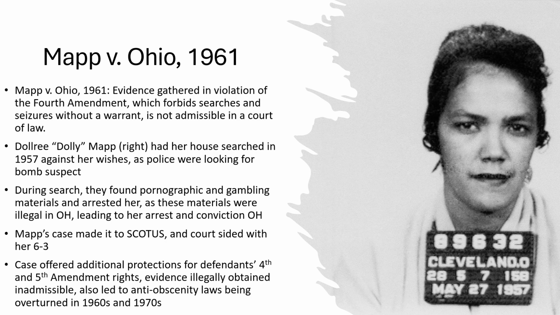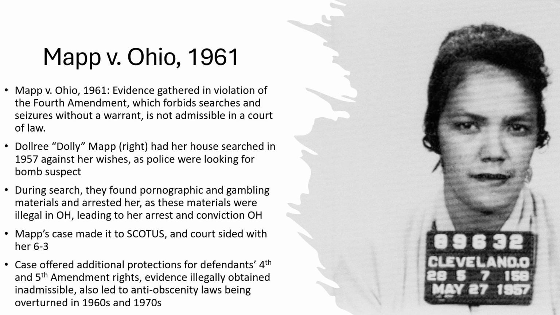And Mapp, we believe, was involved in illegal activity, including local organized crime and actually boxing matches of all things. And there had been bomb threats against one of the gangs, and they were investigating Mapp's house to see if there were any bombs there or if she'd had anything to do with the bombings. She refused to allow the police into her house, but they came in anyway, and during the search, they didn't find bomb-making equipment, but they did find pornographic material and gambling materials, which were both illegal in Ohio at the time. And she's going to be arrested and convicted for these other crimes.